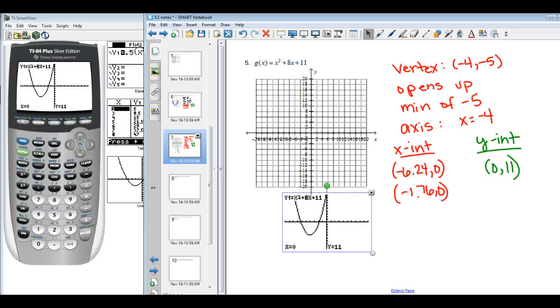Okay, once you've graphed it, your vertex should be -4, -5. Your graph opens up. The minimum is -5. The axis is x equals -4. Your x-intercepts are -6.240 and -1.760. The y-intercept is 0, 11. And that should be enough information to sketch your graph.